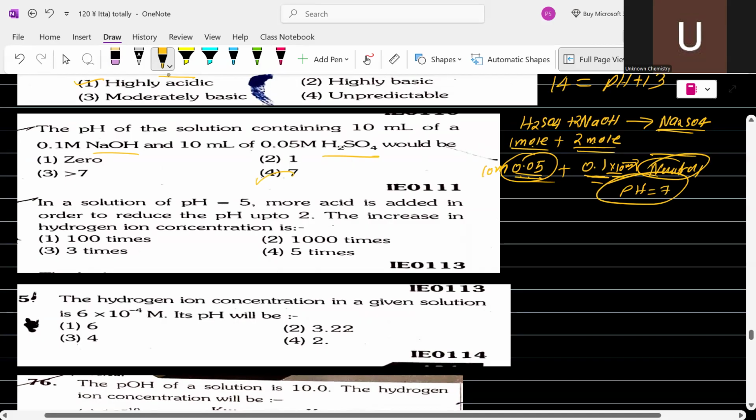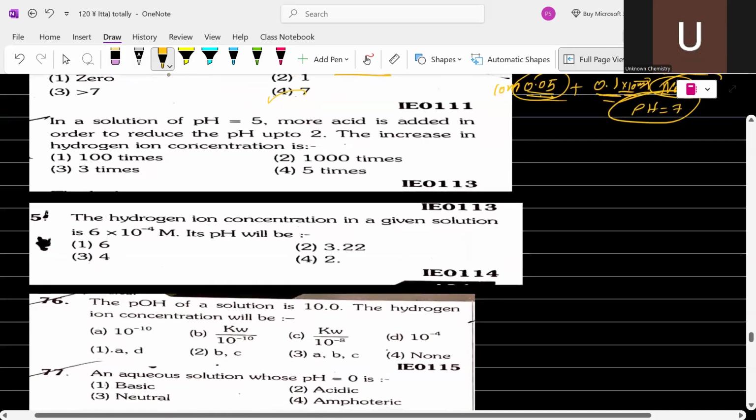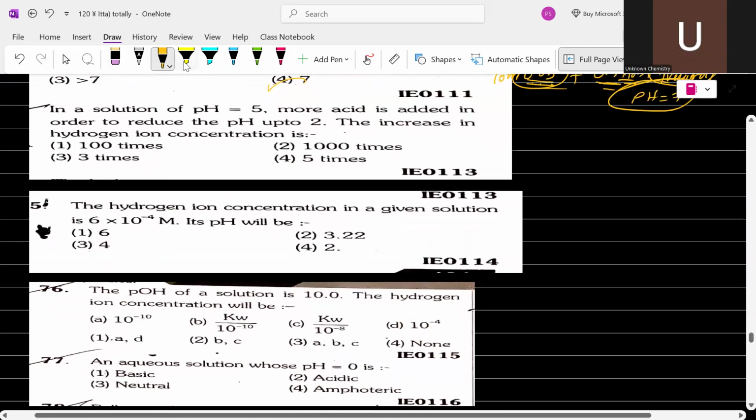Next question. In a solution of pH 5, more acid is added in order to reduce the pH to 2. The increase in hydrogen ion concentration is?